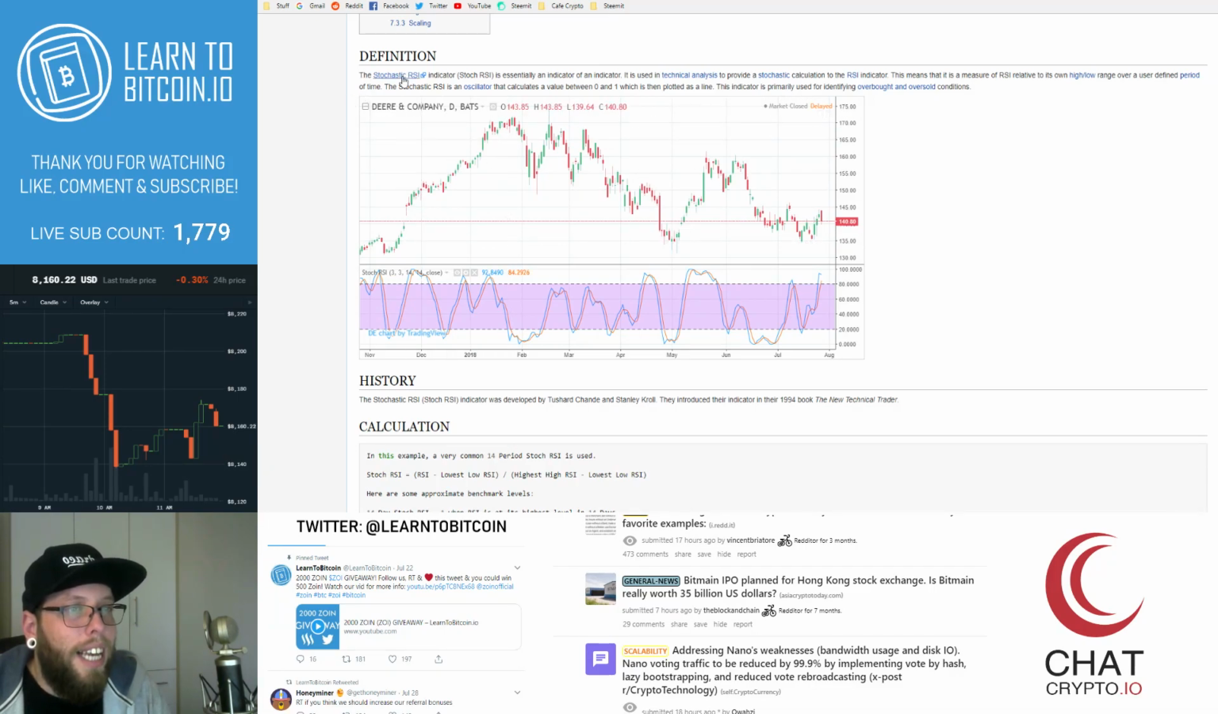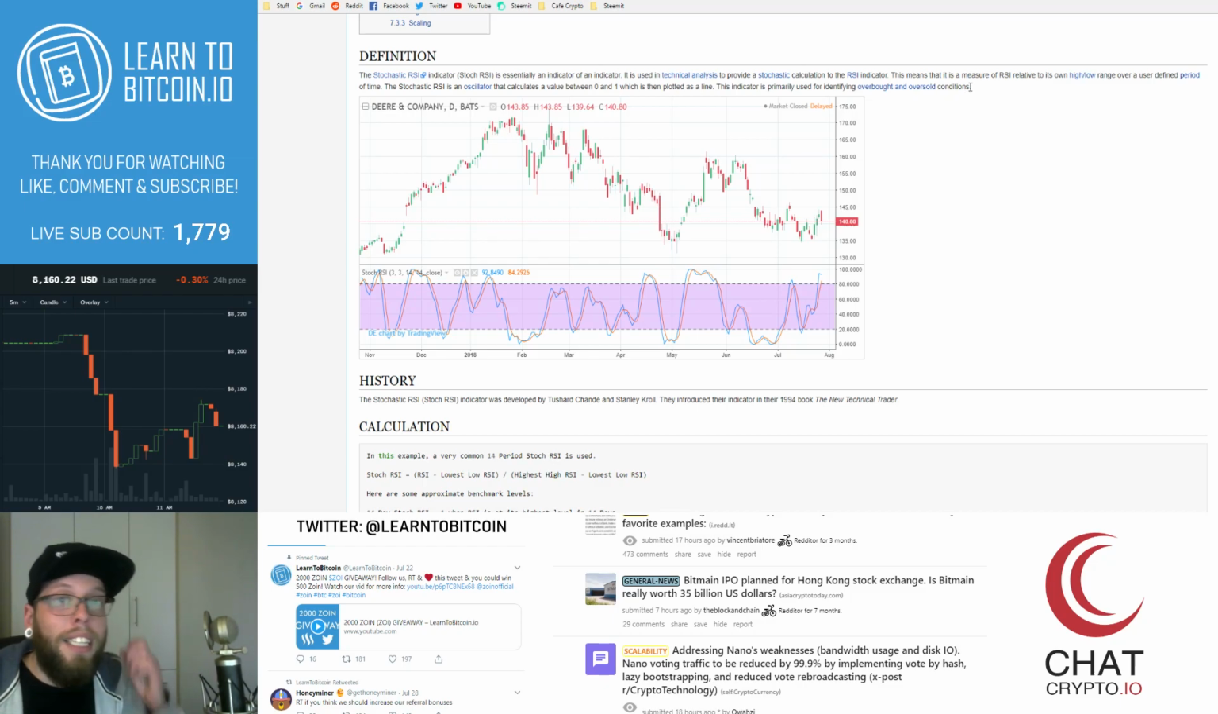So it says, the Stochastic RSI indicator, Stoch RSI, is essentially an indicator of an indicator. It's used in technical analysis to provide stochastic calculations to the RSI indicator. This means that it's a measure of RSI relative to its own high-low range over a user-defined period of time. The stochastic RSI is an oscillator that calculates the value between 0 and 1, which is then plotted as a line. This indicator is primarily used for identifying overbought and oversold conditions.